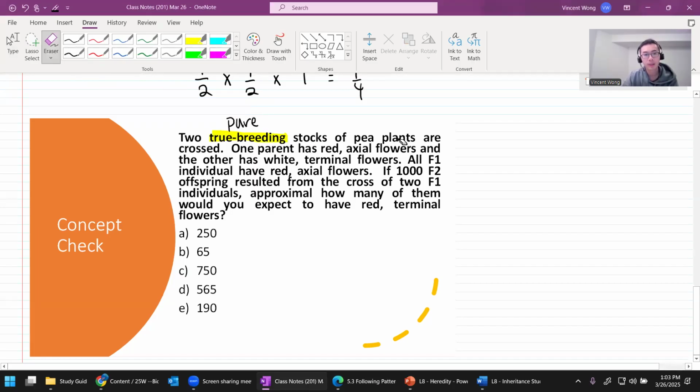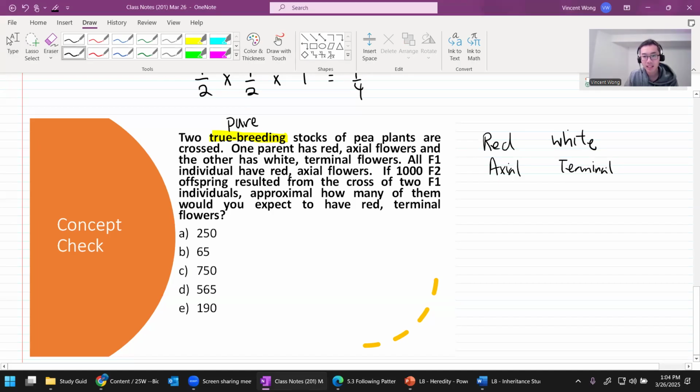And there are pea plants. One is red and axial flowers. Again, you don't have to know what it means. Red is the color. Axial means the position of the flowers. So it's red and axial, and then the other one is white and terminal. So here we have red and white, and then we have something called axial and terminal.